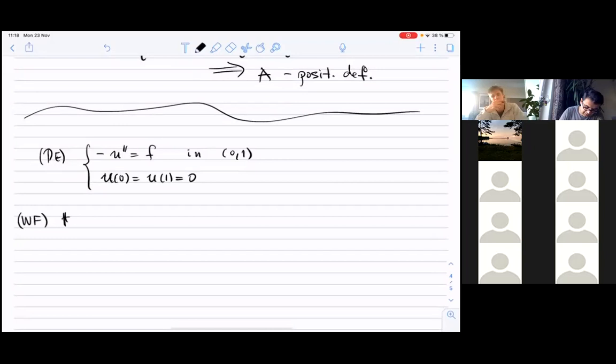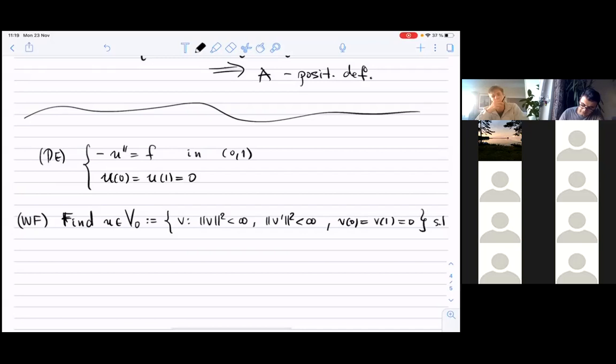That is, find u from the space V0, where the space is defined as V square integrable, V prime square integrable, V(0) = V(1) = 0, such that we have the integral of u prime v prime dx equals the integral of f v dx, from 0 to 1, for all v in V0.